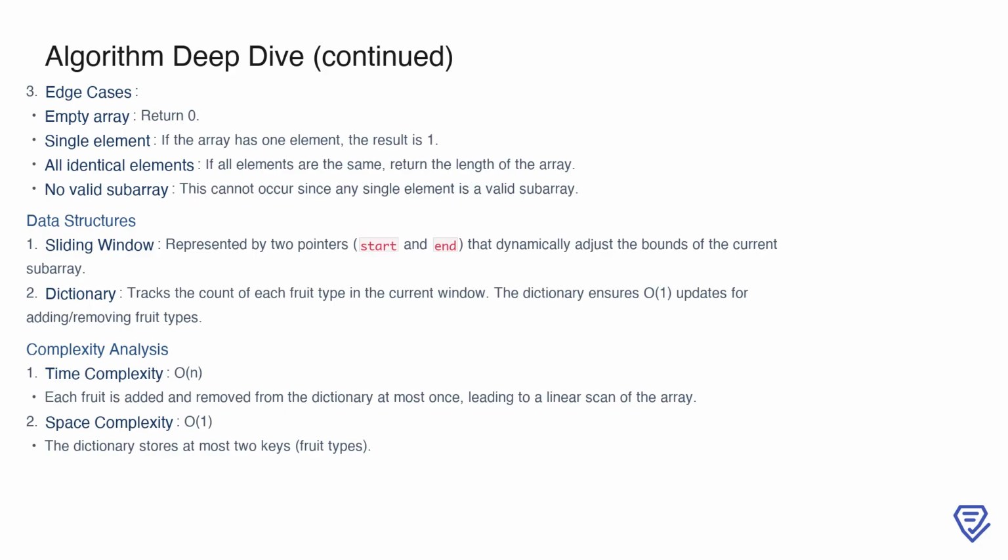The sliding window itself is represented by the 2 pointers, start and end, which dynamically define the current subarray. The dictionary efficiently tracks the count of each fruit type in constant time, ensuring that the logic remains efficient. This leads to a time complexity of O(n), as each fruit is added and removed from the dictionary at most once, resulting in a single linear scan through the array. The space complexity is O(1), because the dictionary only ever stores at most 2 keys, regardless of the input size.